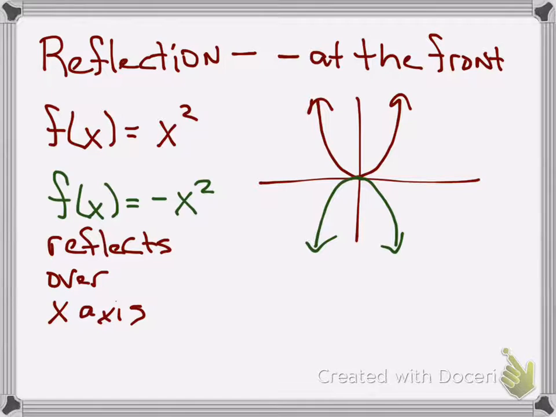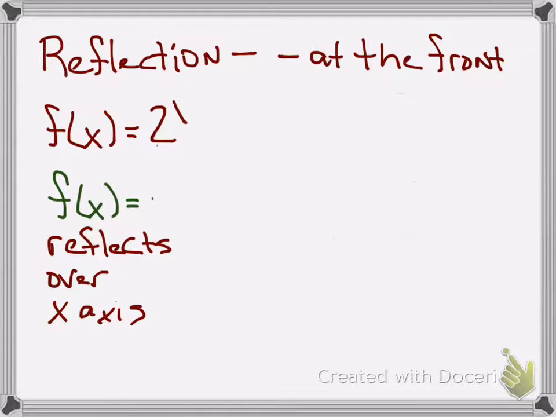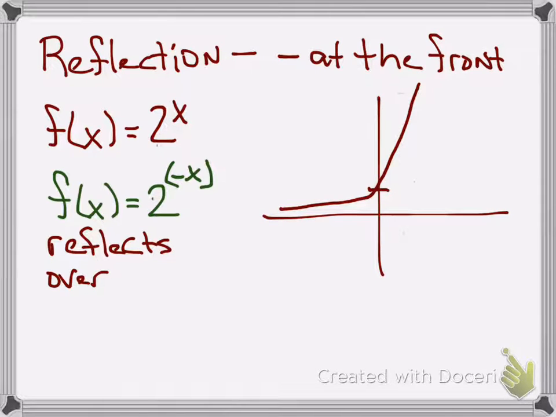So this reflects over the x-axis. Now, if I change that and do something like this, and think of that as being inside the parentheses, instead of reflecting over the x-axis, like here's the exponential function, now it reflects the other way. It reflects over the y-axis.